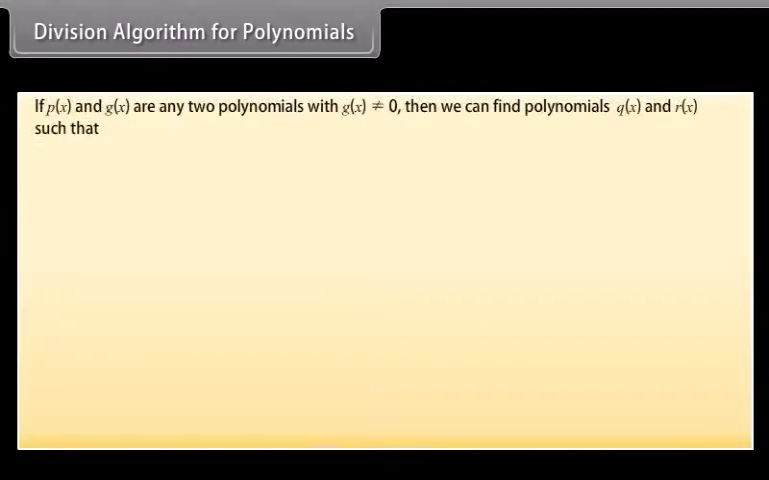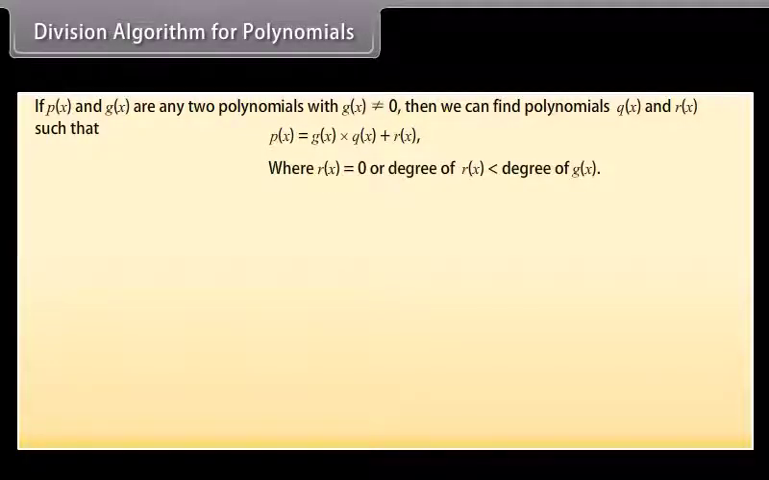Division algorithm for polynomials. If p(x) and g(x) are any two polynomials with g(x) not equal to 0, then we can find polynomials q(x) and r(x) such that p(x) is equal to g(x) times q(x) plus r(x), where r(x) is equal to 0 or degree of r(x) is smaller than degree of g(x). Let's divide 5x cubed minus x square plus 6 by x minus 4.